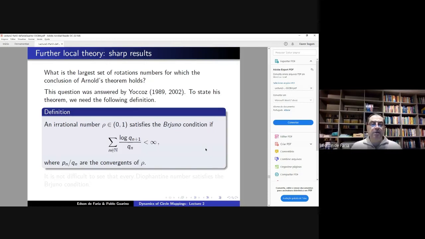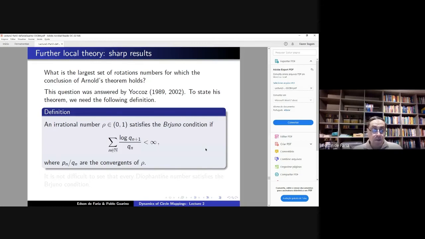So we say that an irrational number is Bruno if, when you expand it in continued fractions and truncate the continued fraction and look at the convergents of this number, so you have the denominators, call them Qn. If the series of log of Q n plus 1 divided by Qn converges, then you say that the number is Bruno, okay?